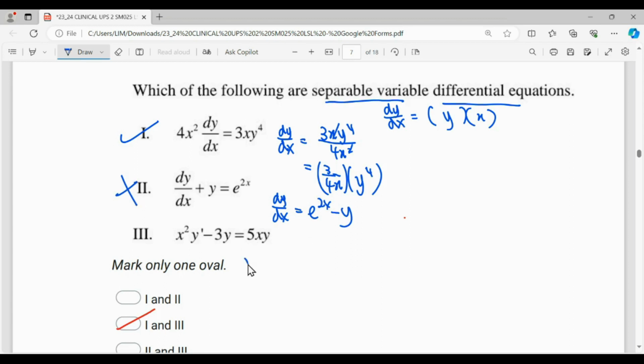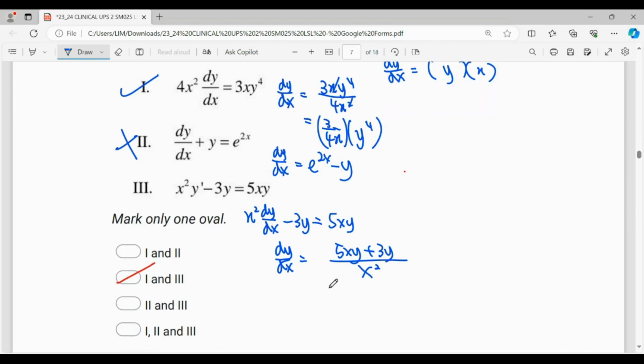Then number 3, x squared y prime means dy/dx. So we let dy/dx as the subject. So it will be 5xy, move back the 3y, become positive, then divide by x squared. So we try to factorize out.